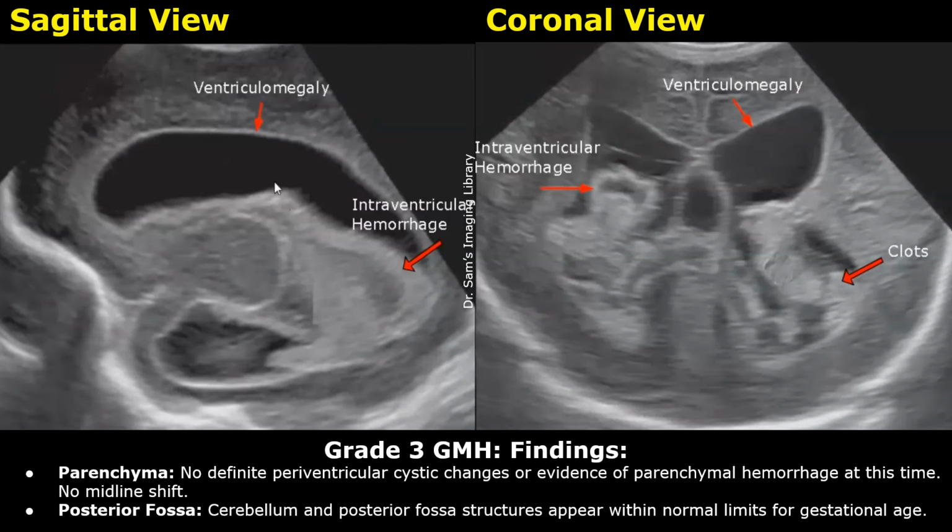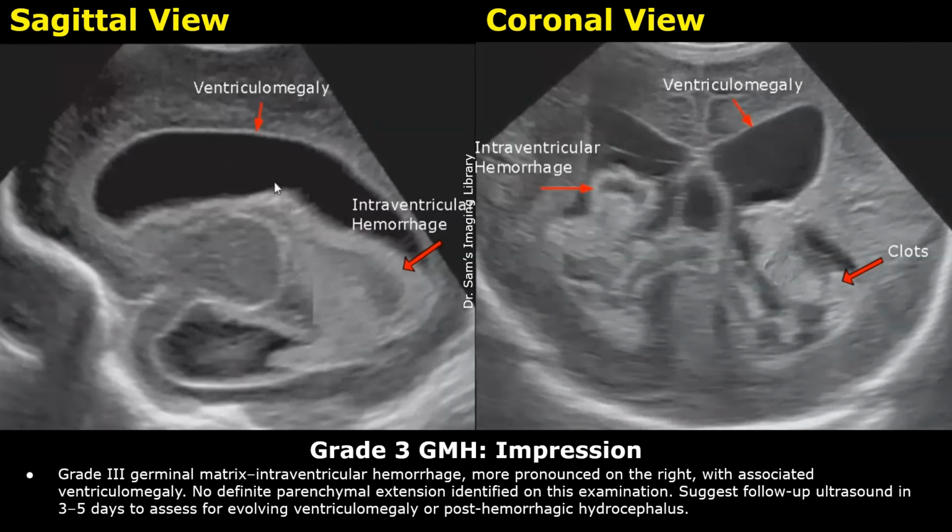Parenchyma. No definite periventricular cystic changes or evidence of parenchymal hemorrhage at this time. No midline shift. Posterior fossa, cerebellum, and posterior fossa structures appear within normal limits for gestational age.